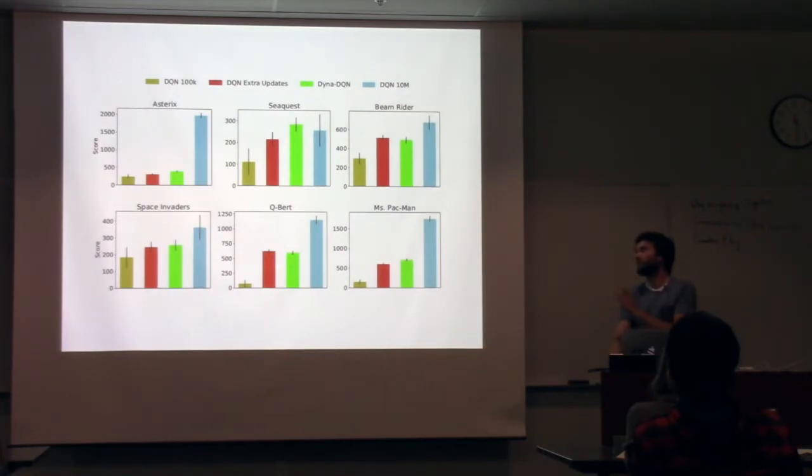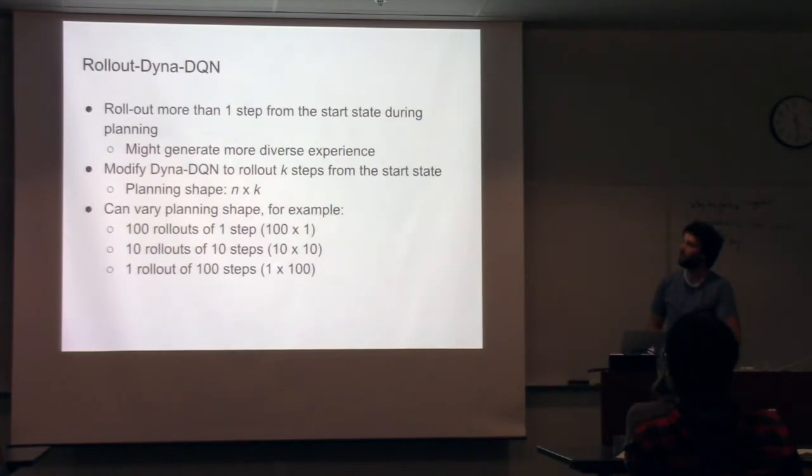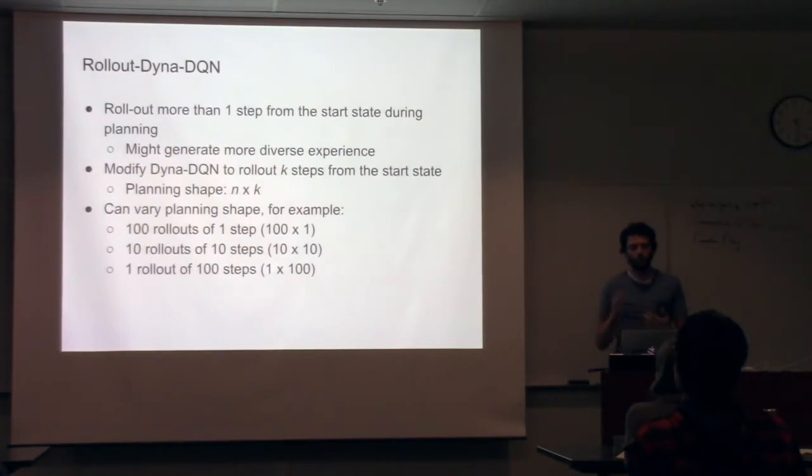So how can we make performance better? Since we're loading start states for planning from the agent's recent real experience from that planning buffer that we keep around, and only rolling out one step, maybe the experience generated by the model is always really similar to what has already been seen anyway. And it's not providing much additional benefit. Maybe. So we can try rolling out more than one step from the start state.